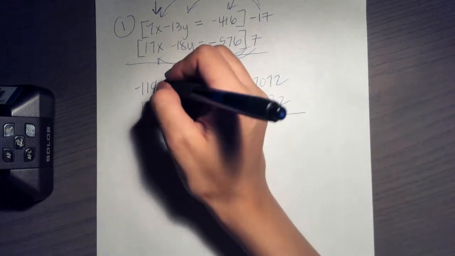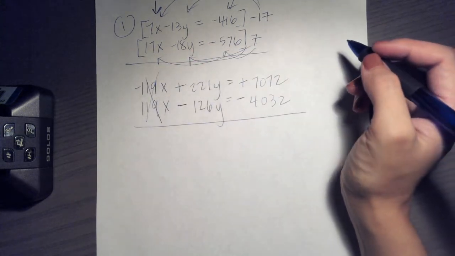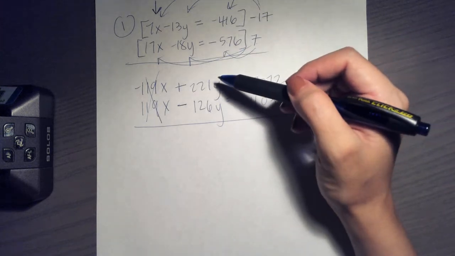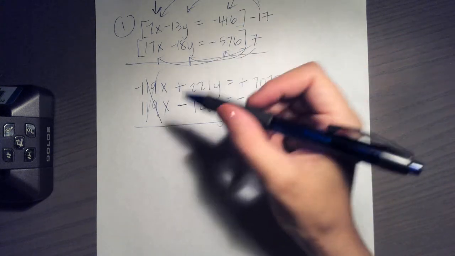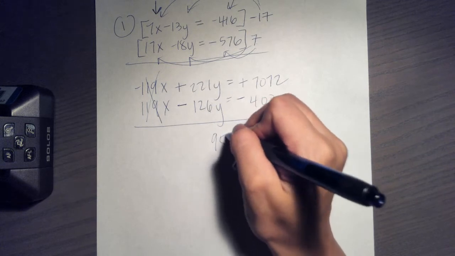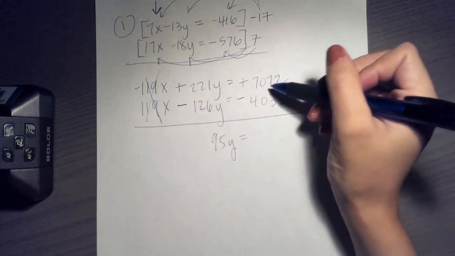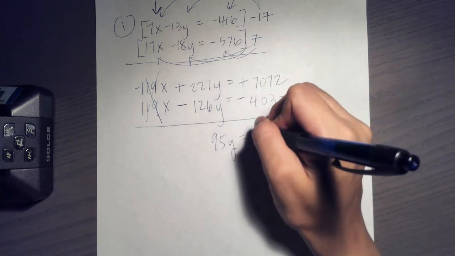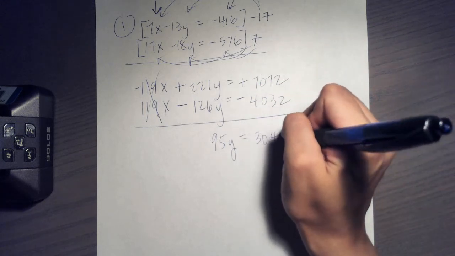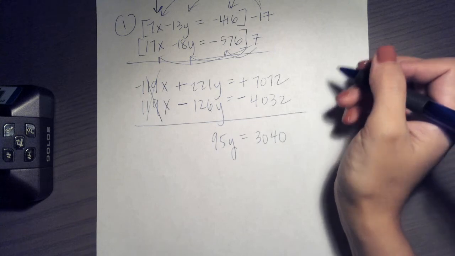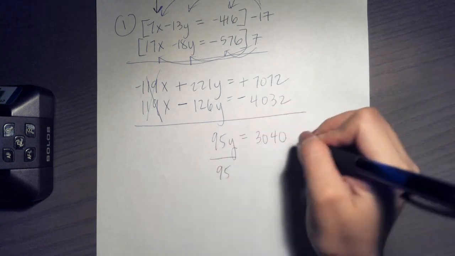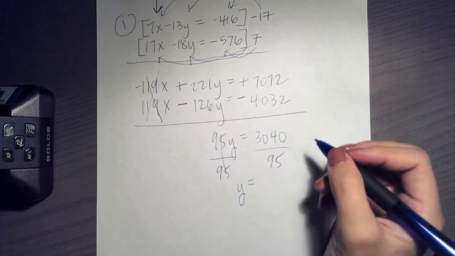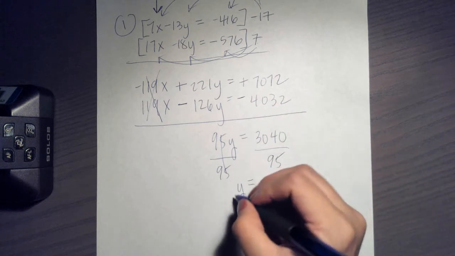Alright, so these guys cancel, which is what I wanted, right? That's the elimination method. 221 minus 126 is going to give me positive 95y. And then 7072 minus 4032 gives me 3040. And then I'm just going to divide by 95. So then y equals 32.